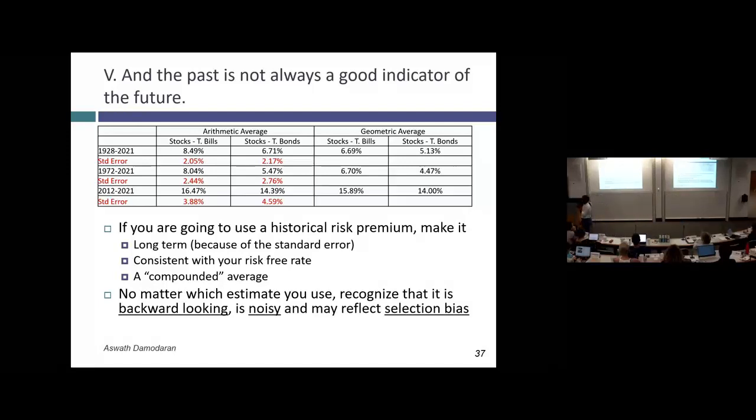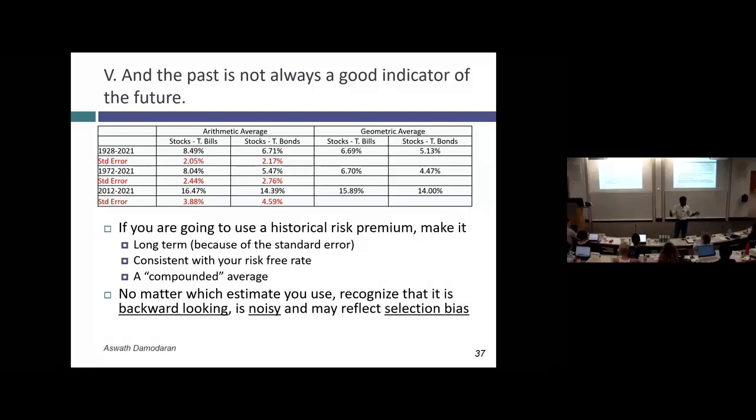So if you ask me to give you a number for the historical risk premium, and nail down one number, I'd probably pick 5.13%. Really long term, stocks versus T-bonds, geometric average, allowing for compounded returns, 5.13%. Sounds very precise, right? Second decimal point. But the standard error in that number is 2.17%.